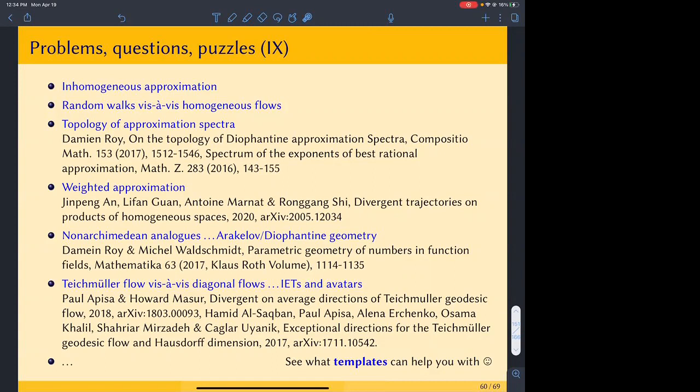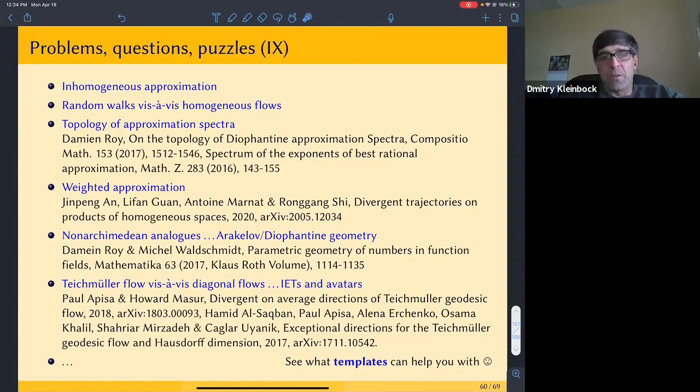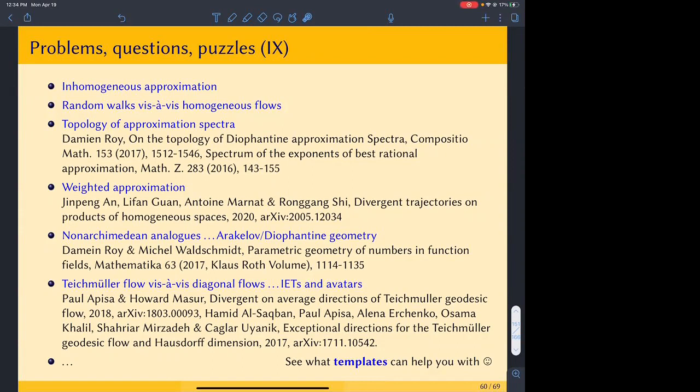So can I ask a general question? Yeah. So you have this notion of templates, which generalizes what was done by Damien Roy and others in particular. So Damien doesn't use the word template. He uses something like end systems, rigid systems. I don't remember exactly the terminology. Yes. So in principle, what are the principal differences?